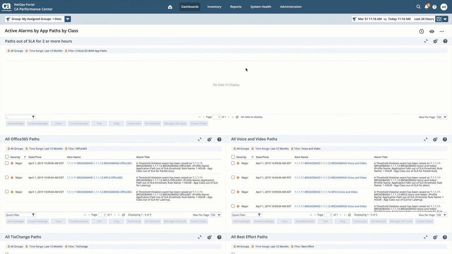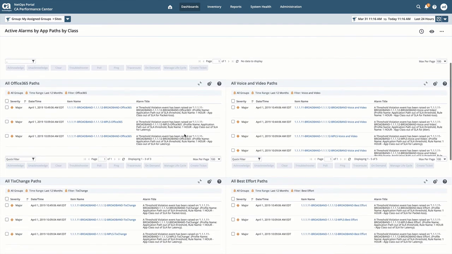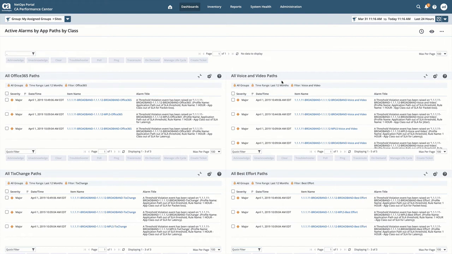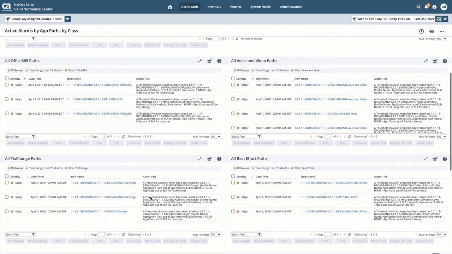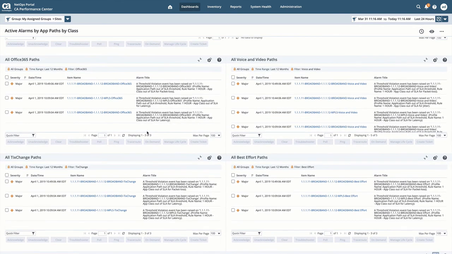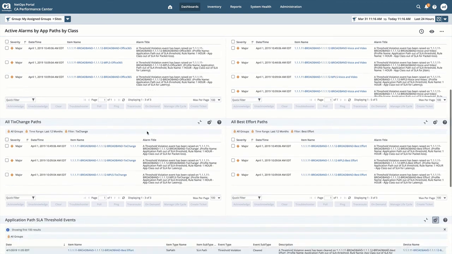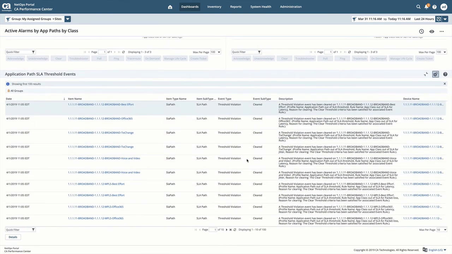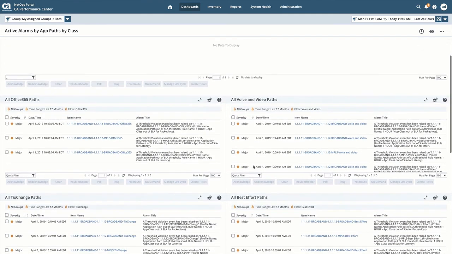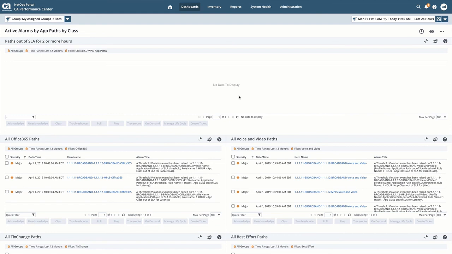This represents all of the critical alarms or any of the issues that have occurred over a longer time frame, those chronic conditions. I then have alarm views I'm able to look at independently for each specific application policy SLA. We can see here I have Office 365, voice and video, best effort, and so on. You can see I have major alarms in here, not necessarily something our operations team needs to worry about. We see all of the events raised and cleared over the time frame related to that performance. And as I mentioned, no critical alarms, so no immediate operation required.